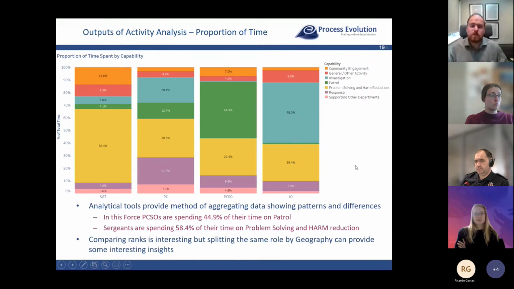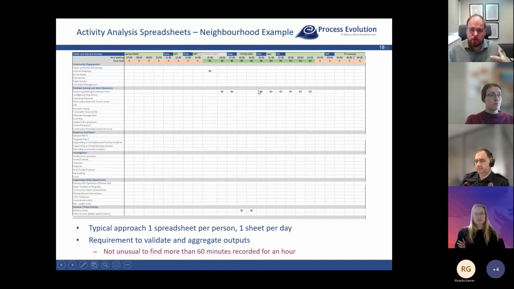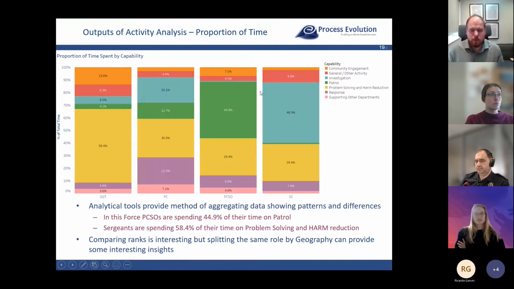So the typical outputs that this would give us, so this is for one of the neighbourhood policing organisations we've worked with. How are we spending our time? So an approximation of the proportion of time. By taking in these spreadsheets that we saw here and then aggregating them through an analytical tool, we're able to present back and say, actually, in this force, PCSOs spend almost half their time on patrol. Sergeants are spending more than half their time on problem solving and harm reduction.